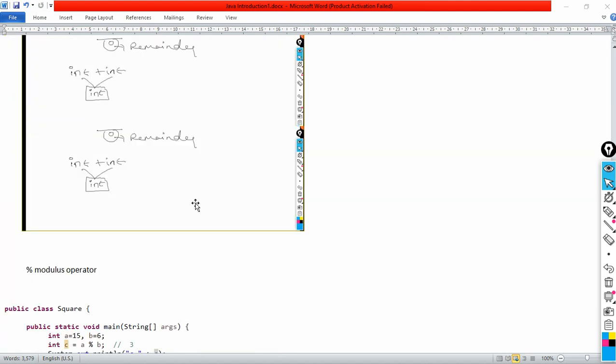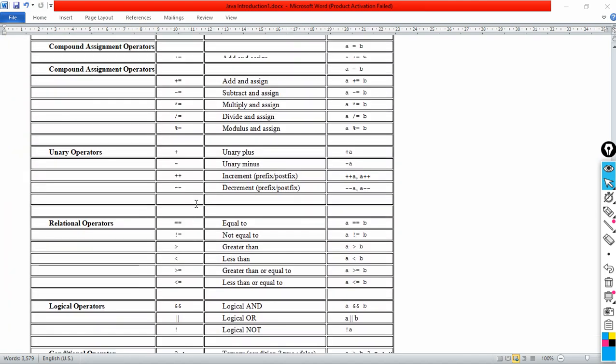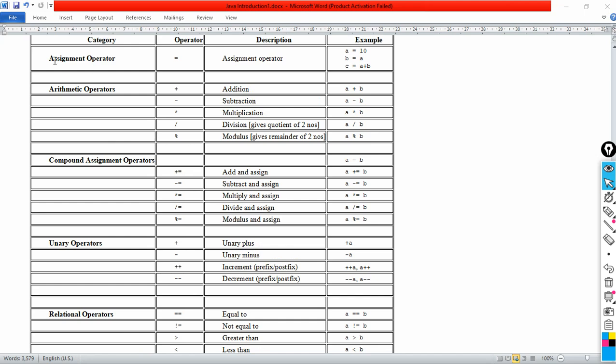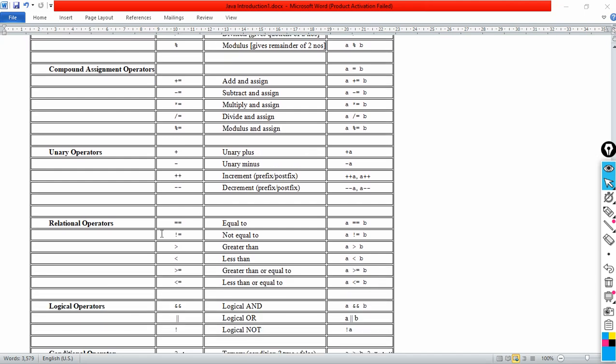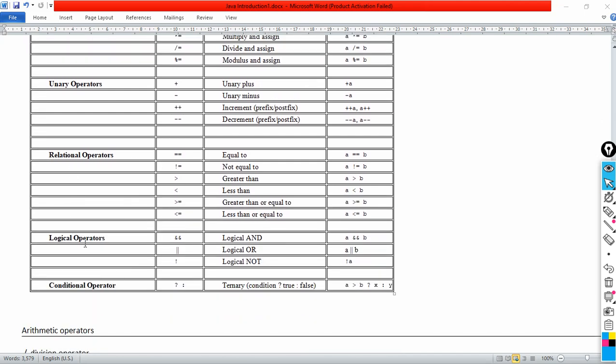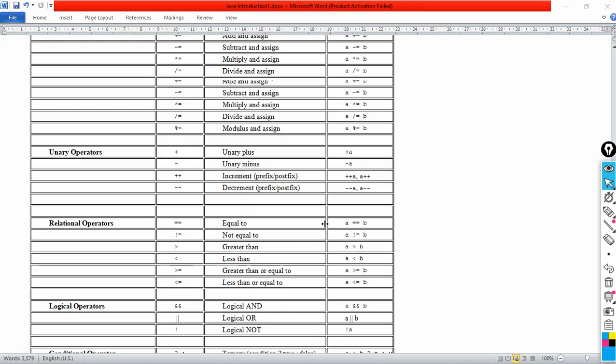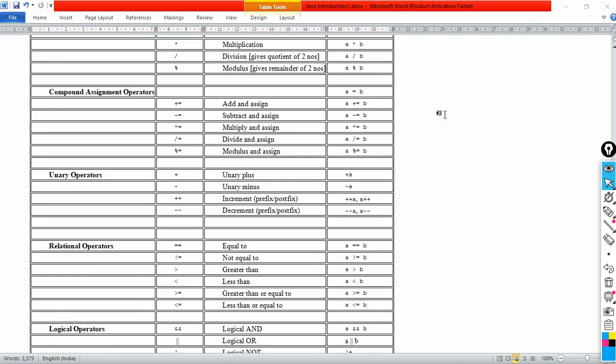Fine. So let us have a small revision. What are the operators that we have completed? We have seen assignment operator, arithmetic operators, compound assignment operators, and unary operators till now. The relational and logical operators we will see in the next class. So we'll stop here please.